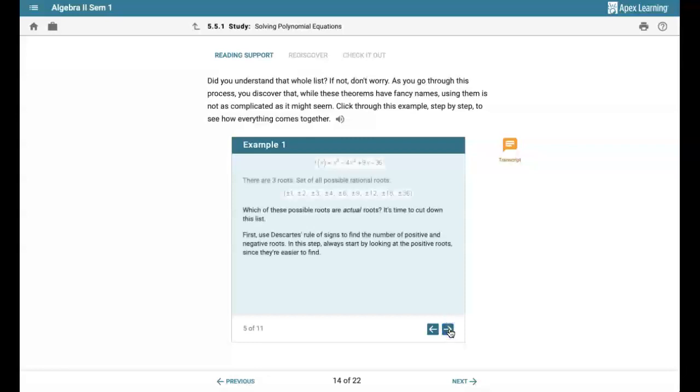Next we're going to use Descartes' rule of signs. Looking at this, we go from positive, negative, positive, negative, so that's 4 sign changes. So it can either be 4 or fewer real roots. Since we know that there's only 3 potential roots, that takes 4 out of the equation.